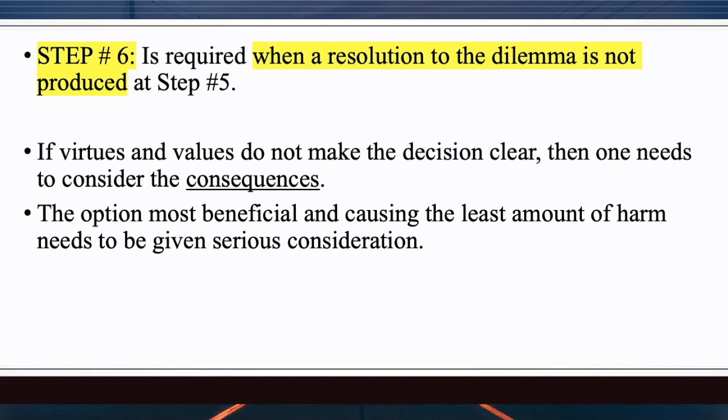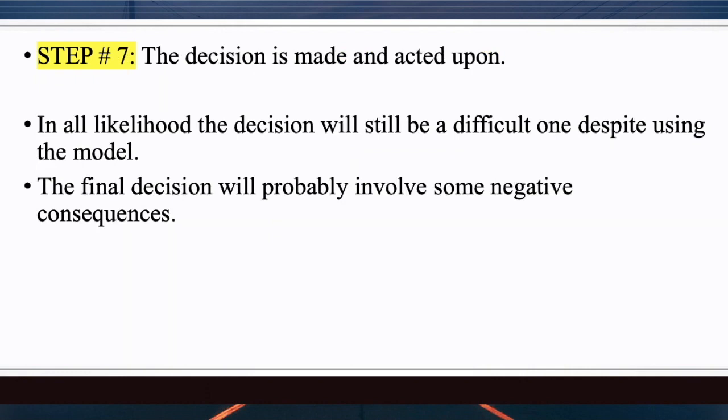But once in a while, there may be an ethical dilemma where it comes down to, you know what, it's not clear. I just don't know what to choose. Well, then you have to think about what are the consequences of choice A, and then what are the consequences of choice B. And basically, it's going to come down to weighing these consequences. And again, directly from the book, the option most beneficial and causing the least amount of harm does need to be given serious consideration because in the end, as it says for step 7, the decision is made and acted upon.